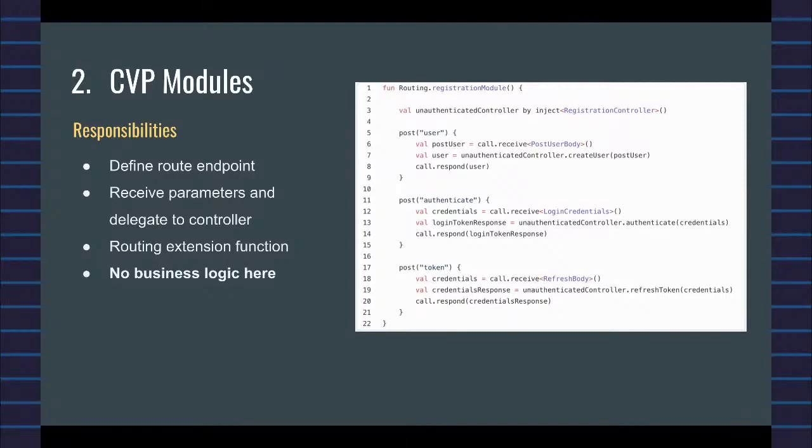Another responsibility of this layer is to receive the different parameters that are being recovered from the route. And then when you have the parameters, you delegate everything to the controller where the business logic is, and then you get back the successful response. As Ktor works, in case something goes wrong, you can throw an exception, and then this exception is going to be handled by status pages. No business logic here again, because we will see business logic in the next layer, that is the controller layer.